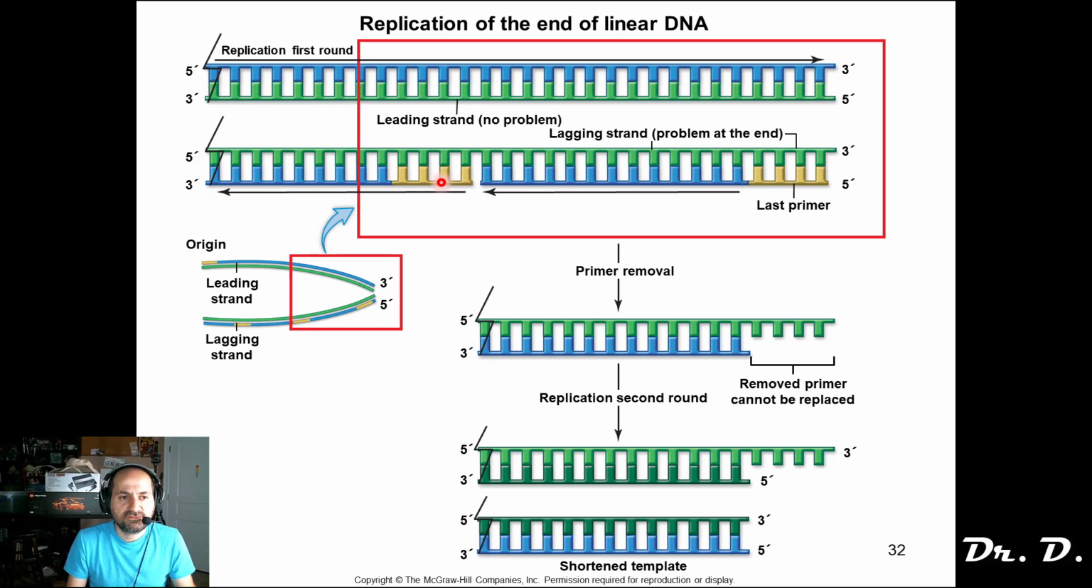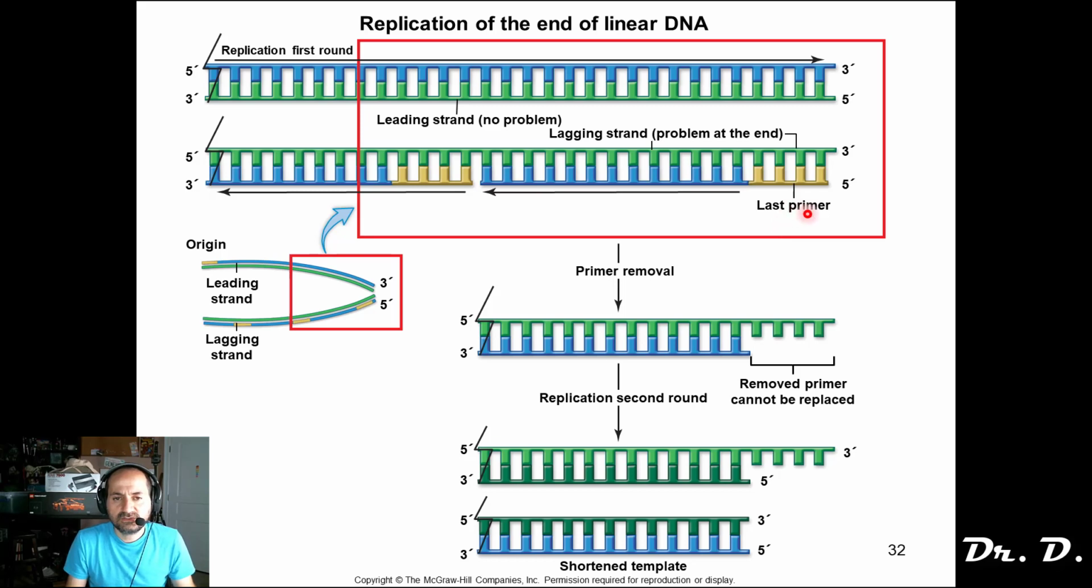It would chop it out in a 5' to 3' direction and replace it with DNA, right? And then DNA ligase would come in and attach the two Okazaki fragments. But here's the issue with our telomeres. Do you remember what telomeres means? That's the ends of our chromosome. So look at this. This would be a telomere, the end of the chromosome.